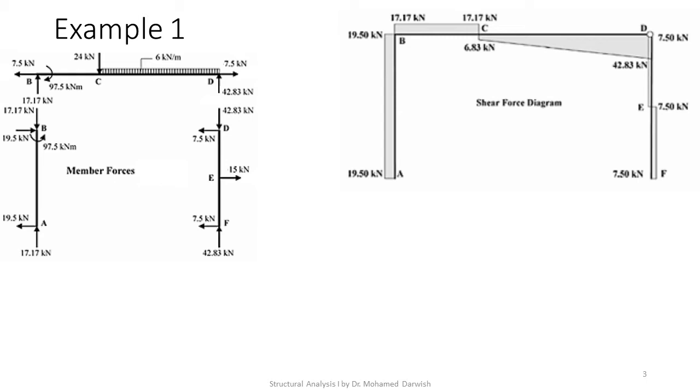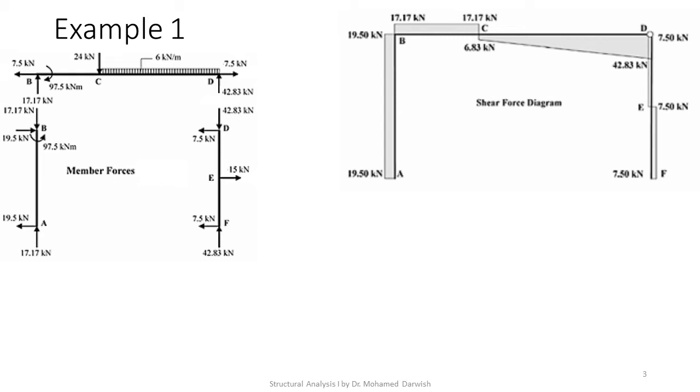Then we will see a gradual change in force from negative 6.83 kilonewton to negative 42.83 kilonewton. Now this is due to the distributed load. So the difference actually between 6.83 and 42.83 is the 36 kilonewton, which is 6 times 6.